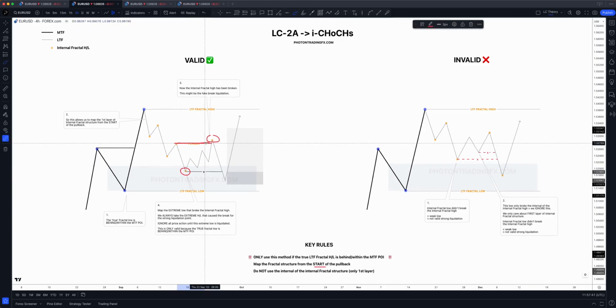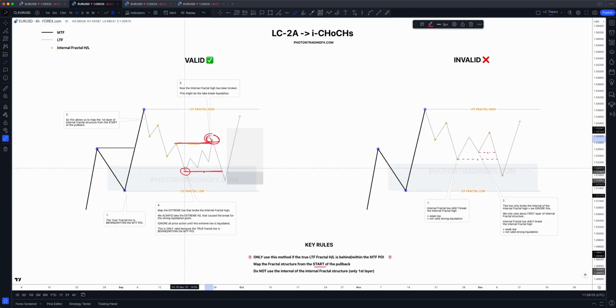So the very, very moment you get that internal change of character to the upside on the first layer of internal structure, draw this line with the X or whatever you use and set your alert there, okay? The moment that this happens here, we get the fake break, look for the lowest point, draw your line there, set your alert, and you now ignore everything that happens until this extreme low is broken, okay?